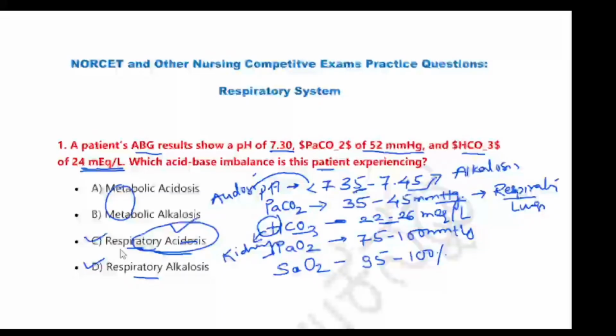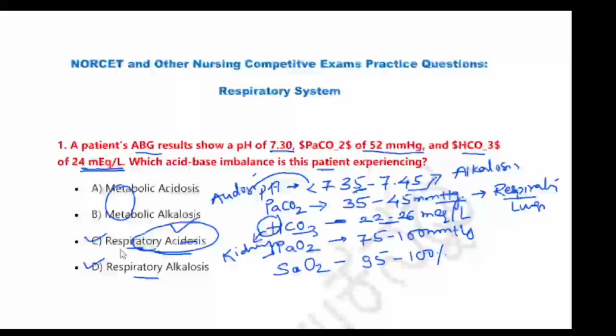If bicarbonate is more than 26 milliequivalent per liter, then that condition would be metabolic, either alkalosis or acidosis based on pH. But here in given question, it is acidosis one. Hope you understood. Next we will move on to second MCQ.